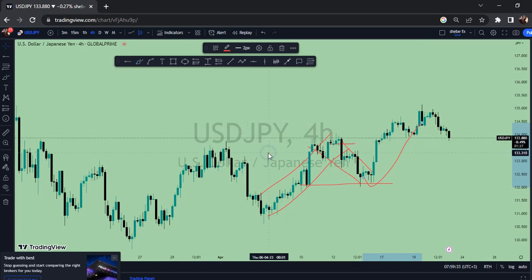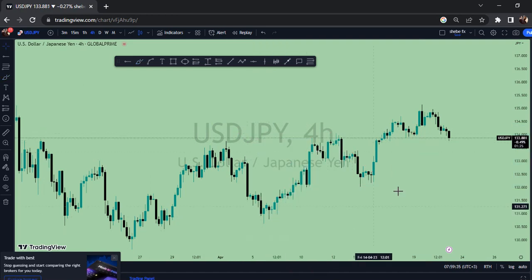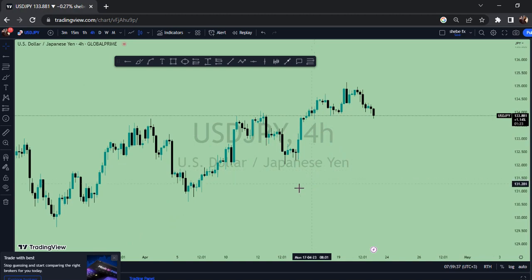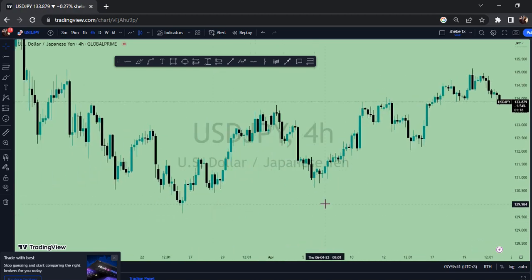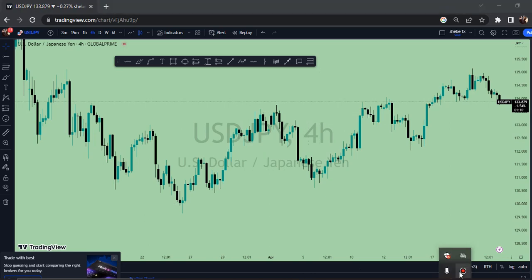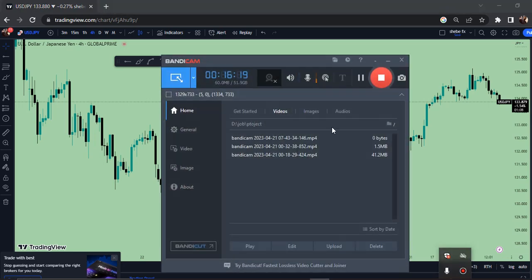Okay guys, I think now you get the point of breakout structure and how significant breakout structure is. For more questions you can just hit our DM for more explanation.